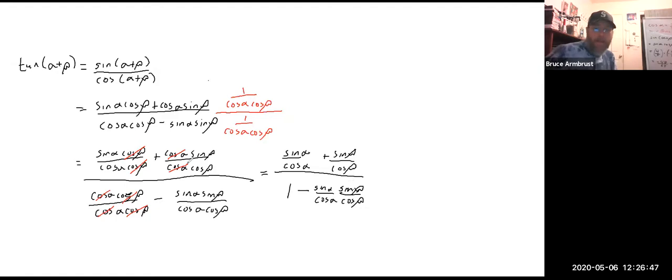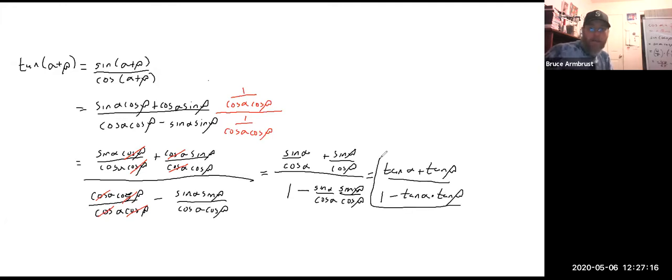All right, but I bet you can see what's going to happen now. I've got a whole bunch of sines over cosines, so I can turn those things into tangents. And what I'm left with here is tangent of alpha plus tangent of beta all over 1 minus tangent of alpha times tangent of beta. So that's the one you want to box, because that's the identity for tangent of alpha plus beta.